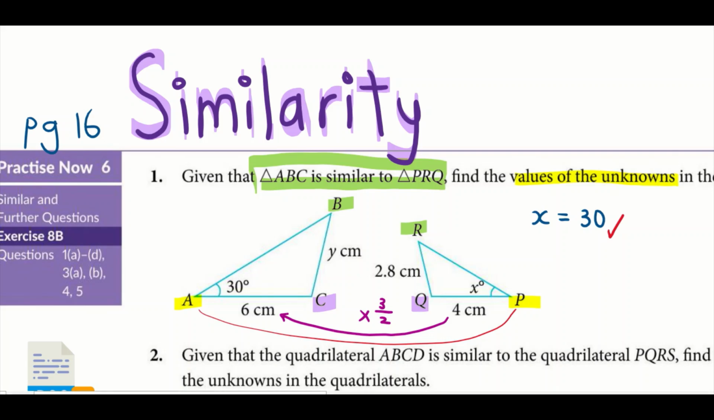So this tells me that to get from 2.8 cm to Y, I need to multiply by the multiplier 3 over 2. So Y equals 2.8 times 3 over 2, which will give me 4.2. And that's the answer.